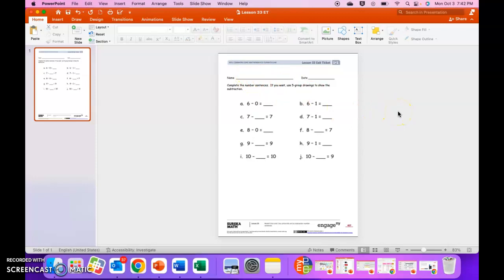But again, make sure you get this paper from our substitute teacher. This paper is not in your book, okay? Most important thing, get it from our substitute teacher.